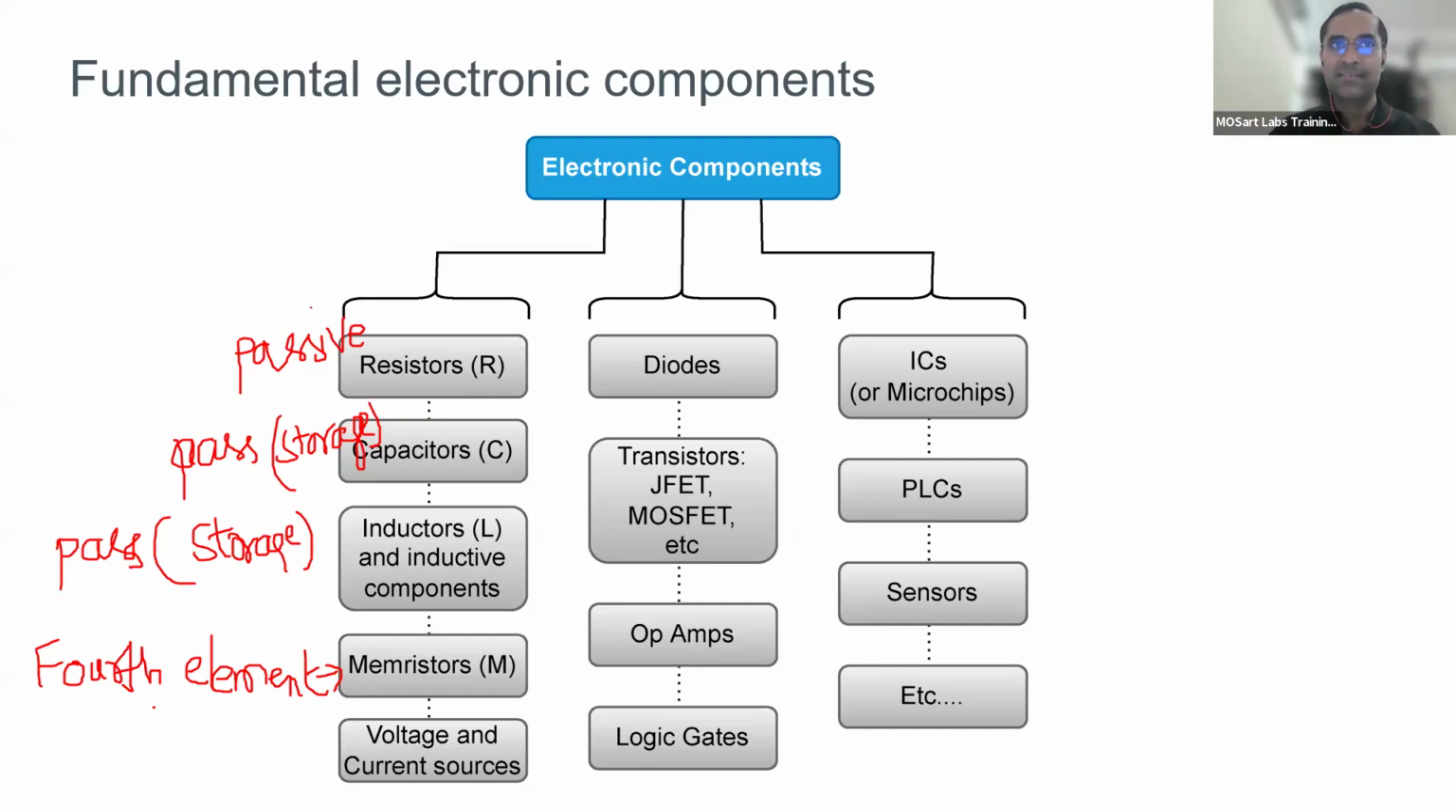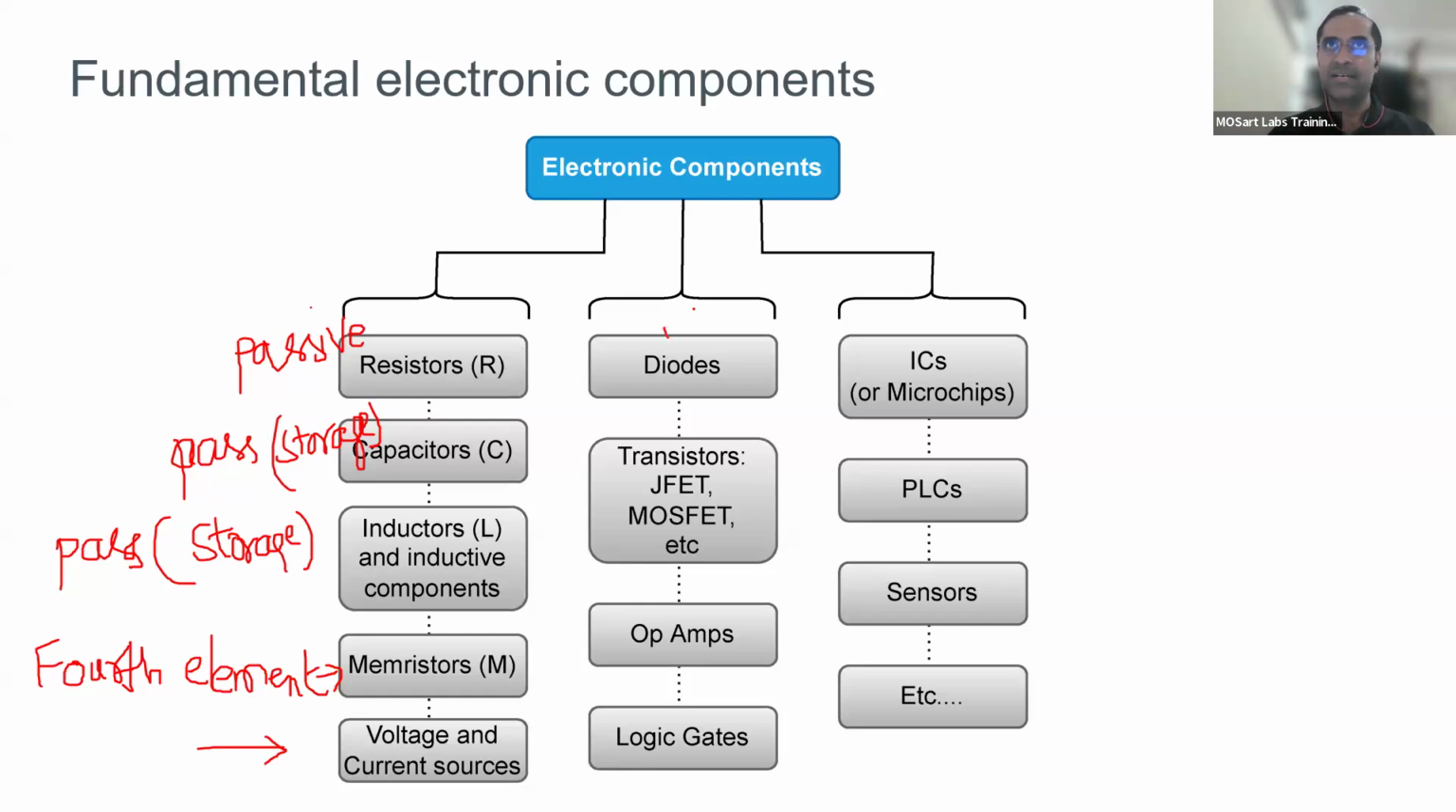Then, of course, you have elements which have certain properties, and then you have power sources. You apply a voltage, you apply a current, so there are voltage sources and there are current sources. Then come the active or non-linear components, the first one being a diode.